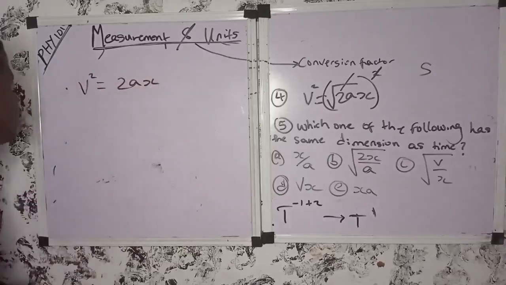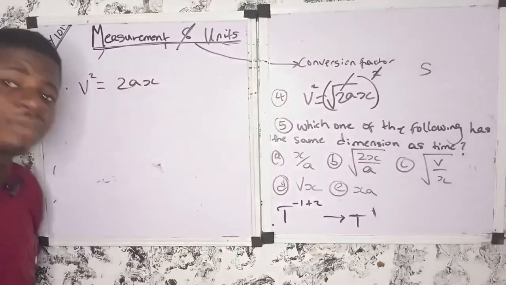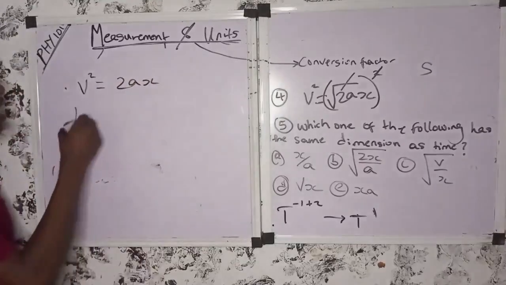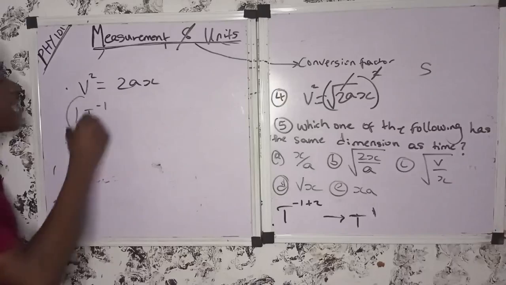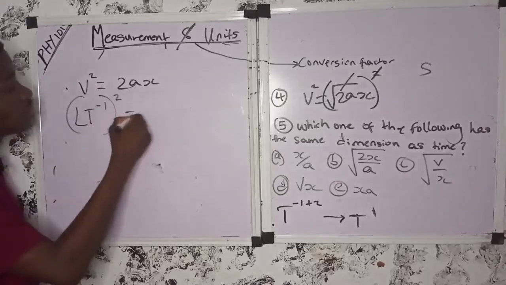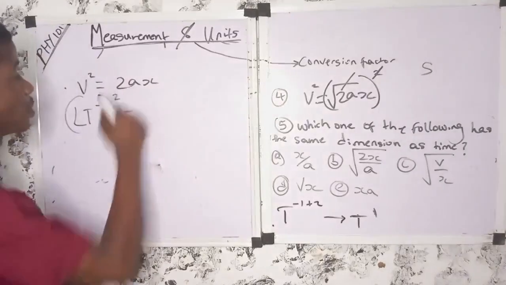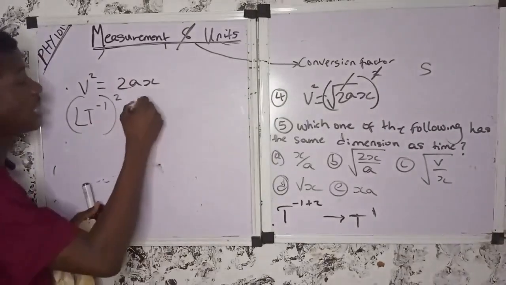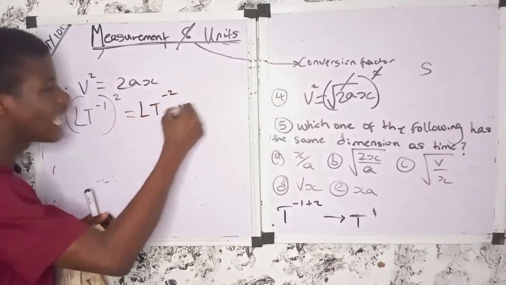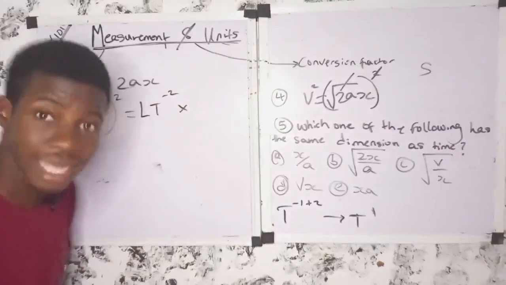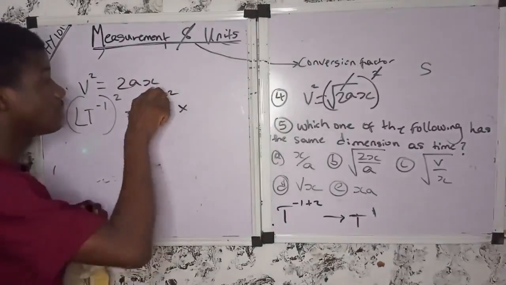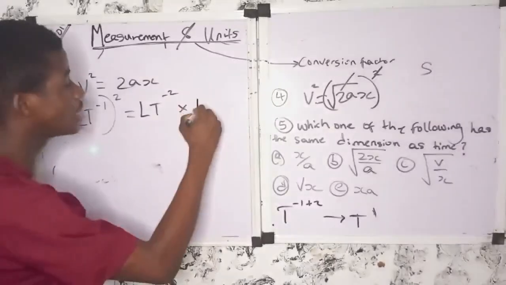2ax, right? So what is the dimension of velocity? The dimension of velocity is L t raised to power minus 1. Then everything will be squared. Then equals to, remember, values don't take dimension, so we neglect the other one. What is the dimension of acceleration? L t raised to power minus 2. Then times the dimension of distance. Remember, I told you guys, it has the same dimension as length. So you see, L.